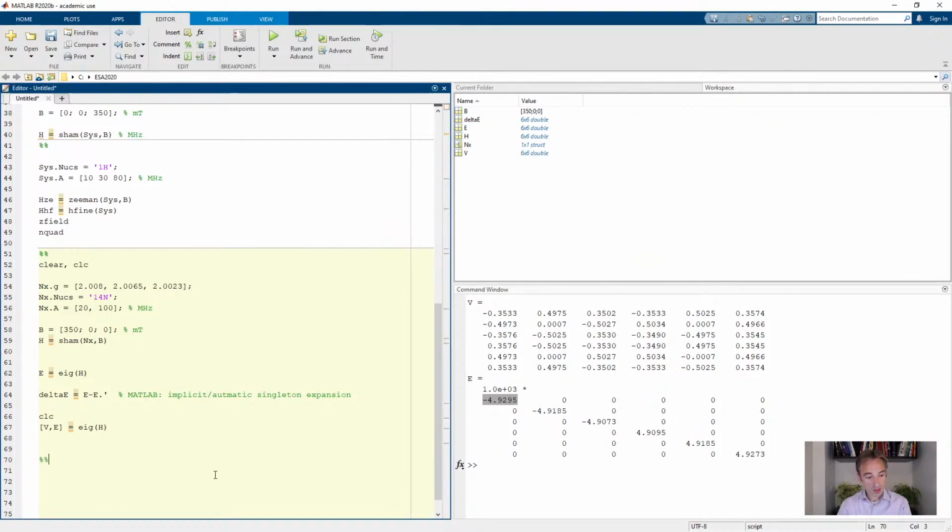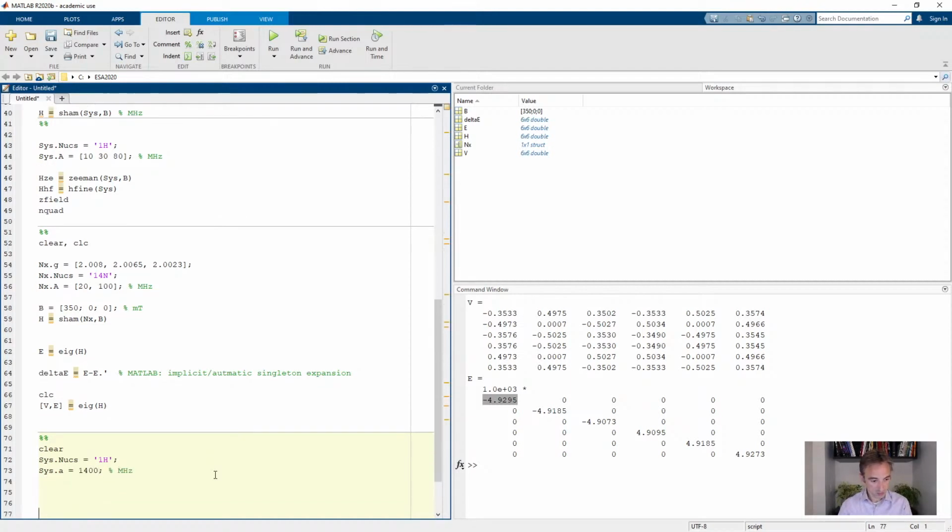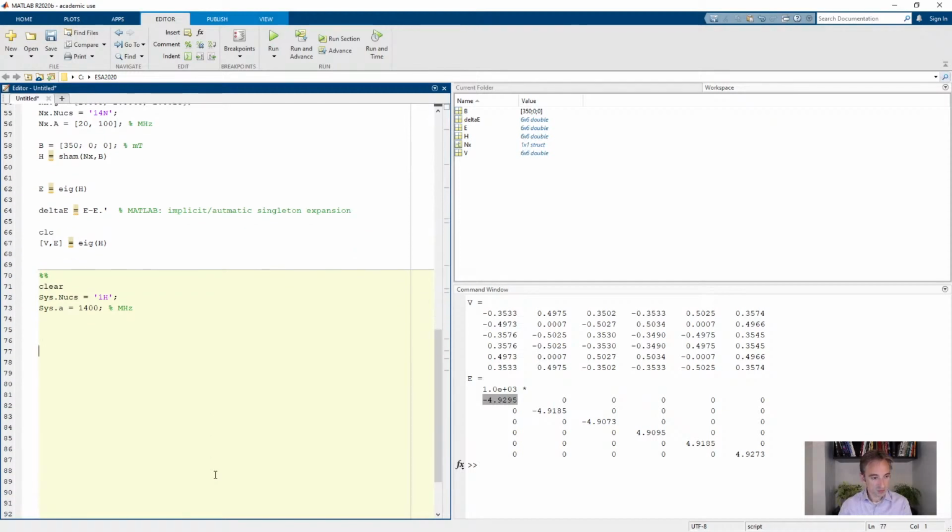Okay. We can take this now to the next level: not just calculate the energies for a single magnetic field, but construct a full energy level diagram. And there's a dedicated EasySpin function for that. Let's start out with just a simple system with one nucleus and a hyperfine coupling of 1.4 gigahertz. This corresponds to an atomic hydrogen atom.